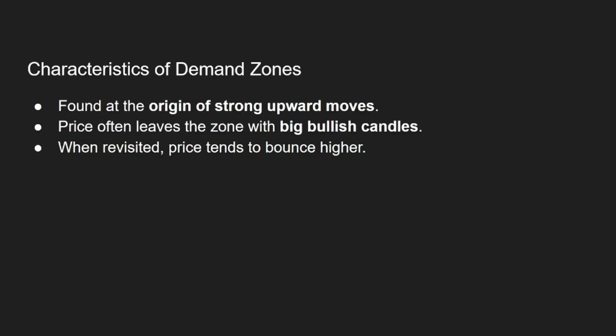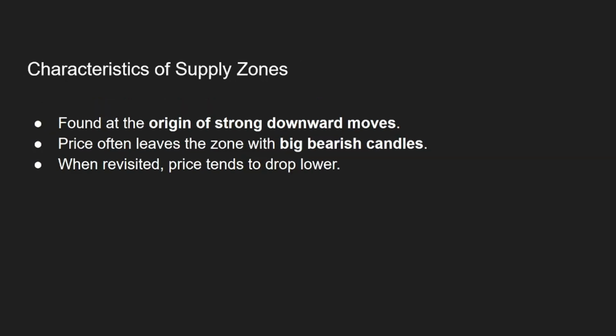So what are the characteristics of a demand zone? It's found at the origin, or the start, of a strong move upwards. Price often leaves the zone with big bullish candles or wicks. When the zone is revisited, price tends to bounce higher. What are the characteristics of supply zones? They're found at the origin, or start, of a strong downward move. Price often leaves the zone with big bearish candles or wicks. When the zones are revisited, price tends to drop lower.